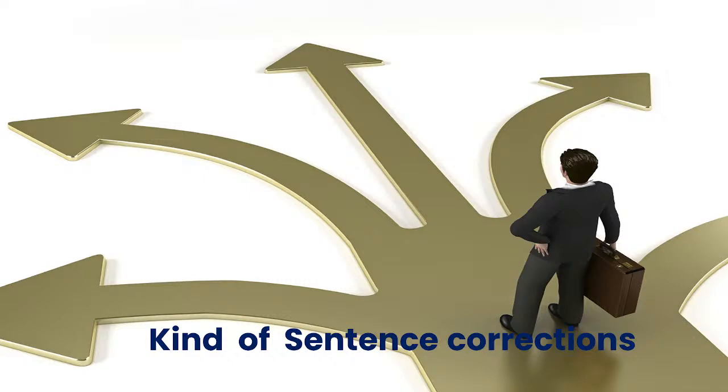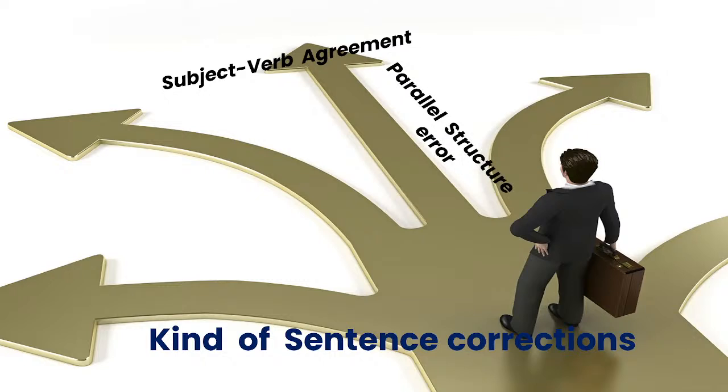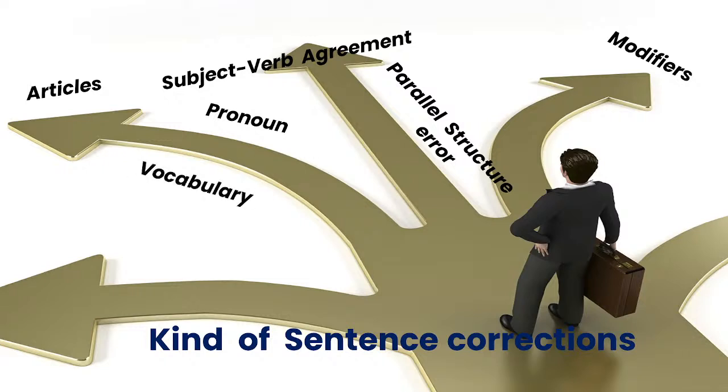So what are the kinds of sentence correction? It depends on these points: subject verb agreement. In yesterday's session we studied in detail the meaning of subject and verb agreement, as well as parallel structure errors, either or, neither nor, like that. Then modifiers, they are also very important. Then pronouns, articles, which are a very important part, vocabulary and idioms. So these are the general points for this kind of sentence correction questions.